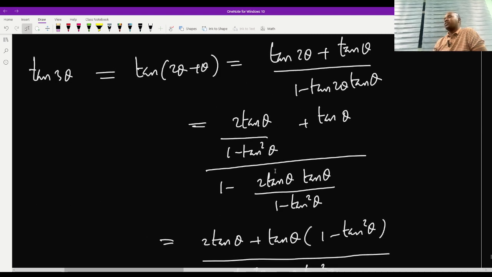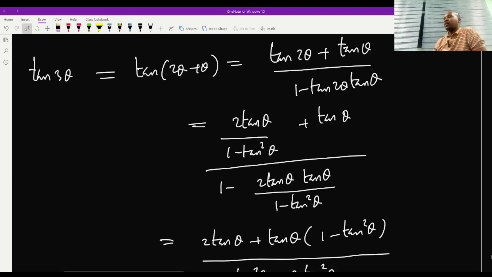So that is all regarding double angle formulas. We are going to do some other more questions in the coming sessions.